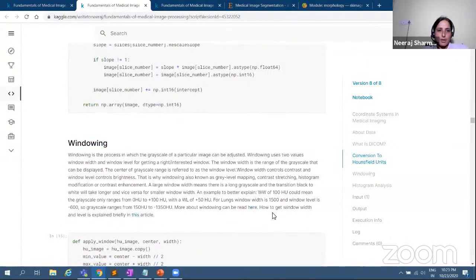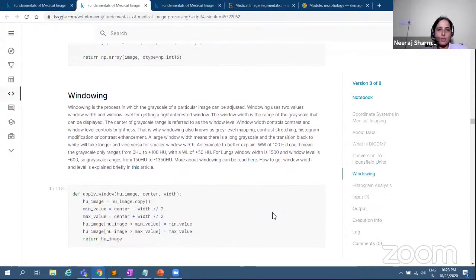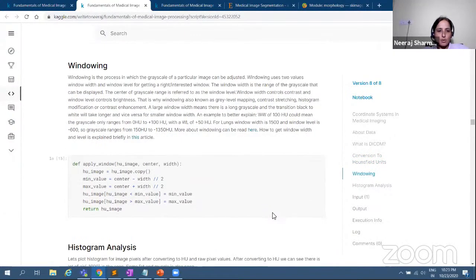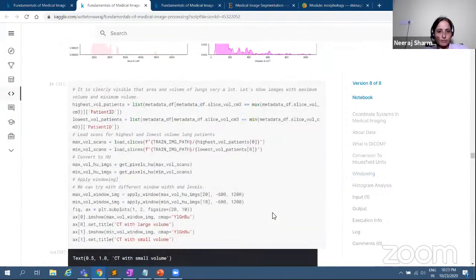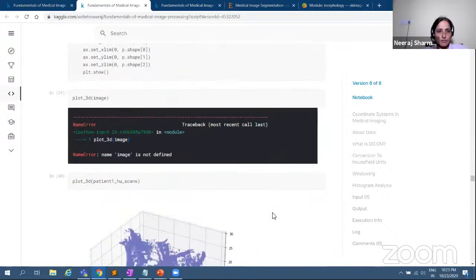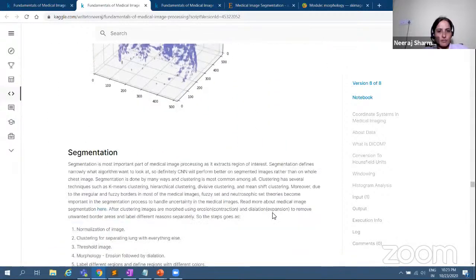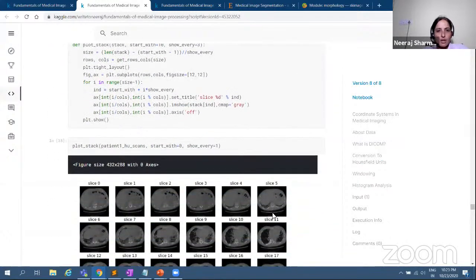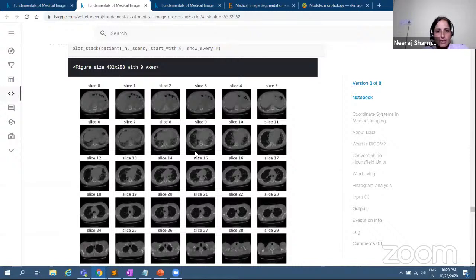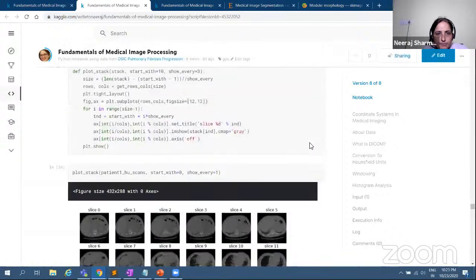Now we will talk about the windowing. Windowing is, if I show you one scan quickly, this is basically one original scan. And if we see, there are many other things apart from the lungs, which we actually do not want.